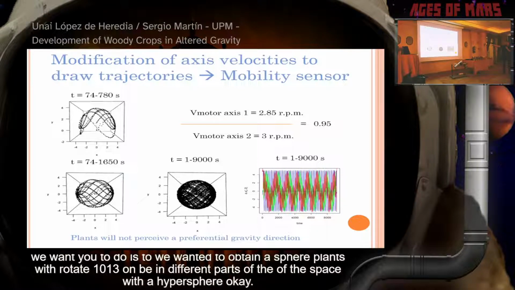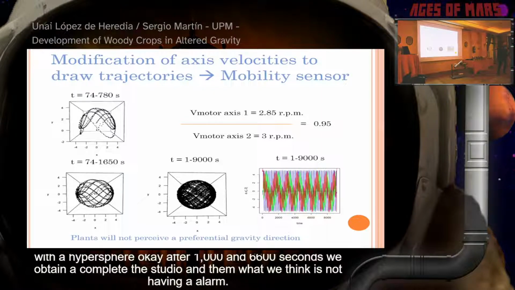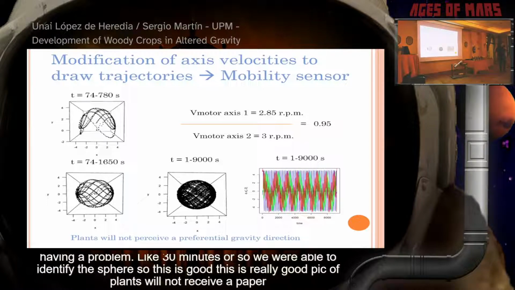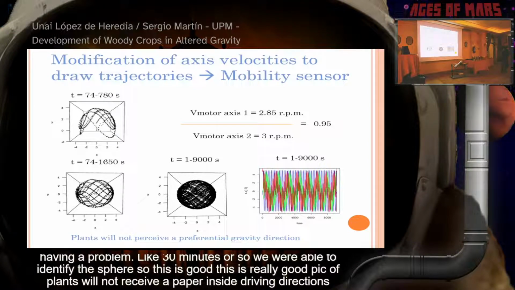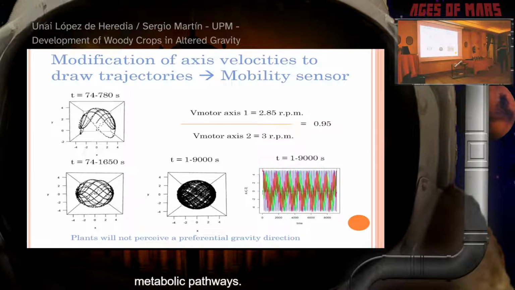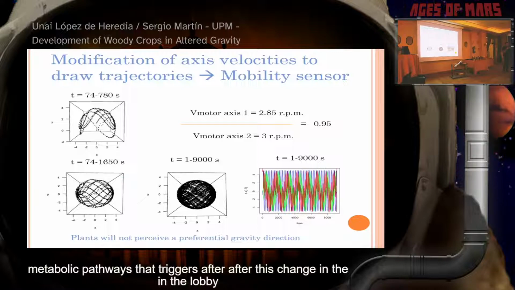Then after 1,600 seconds, we obtain a complete sphere, and then what we check is that having a long period, like 30 minutes or so, we were able to densify the sphere. So this is really good, because plants will not perceive a preferential gravity direction. We are not modifying the magnitude of the gravity, but we are modifying the perception the cell will have, and probably the metabolic signal pathways that will be triggered after this change in the gravity perception will be very similar.